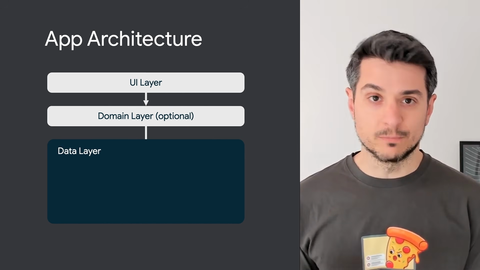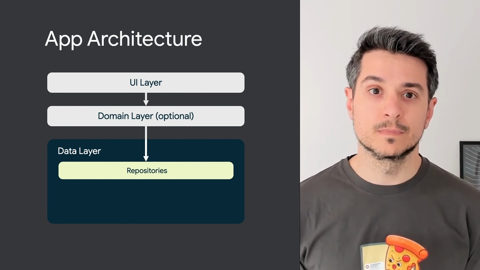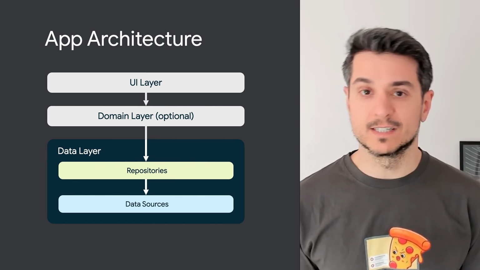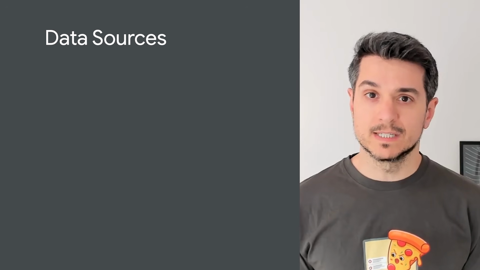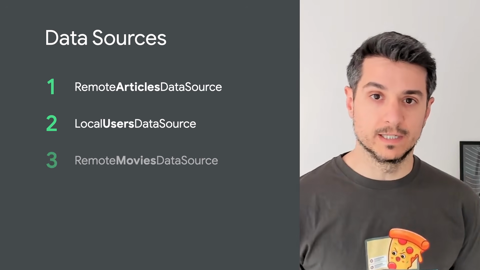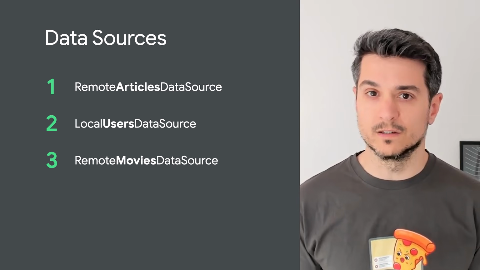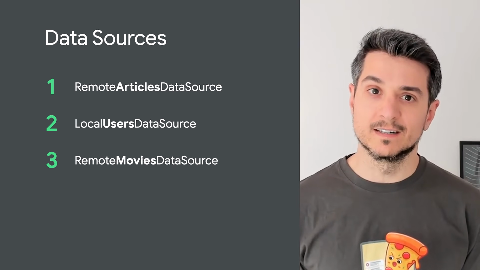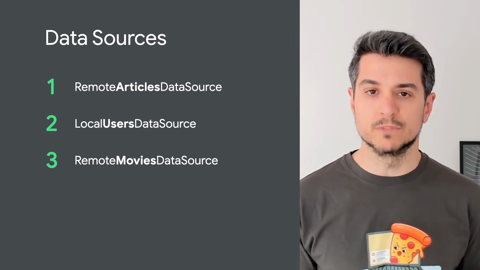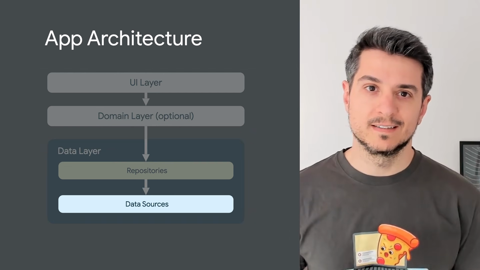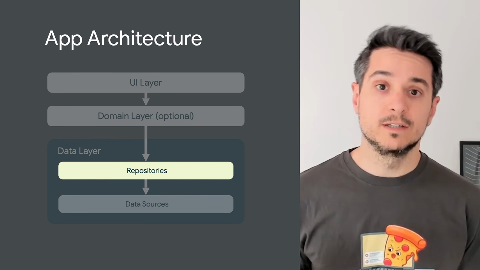The data layer is made of repositories that each can interact with 0, 1, or more data sources. Data sources, much like their name suggests, are responsible for providing data the app needs to function. They may present data from the network, a local database, files, or even from memory. And they should have the responsibility of working only with one source of data, which typically holds a unit of business logic, for example, articles, users, or movies.